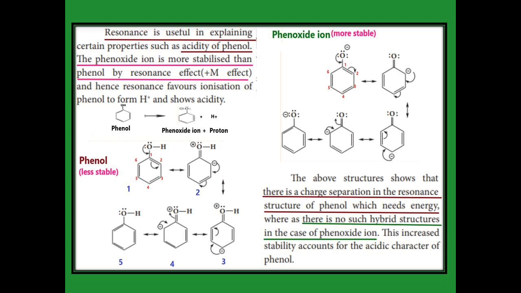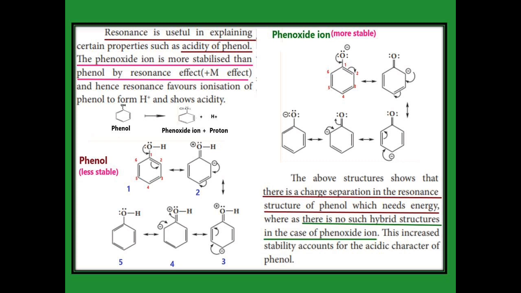Now we say that the phenoxide ion is more stabilized than the phenol. Phenol has acid character. How is phenoxide more stable than phenol? It is explained with the help of resonance effect. In phenol, the structure is benzene containing OH. See, phenol is less stable. How can we explain this? With the help of resonance structures.